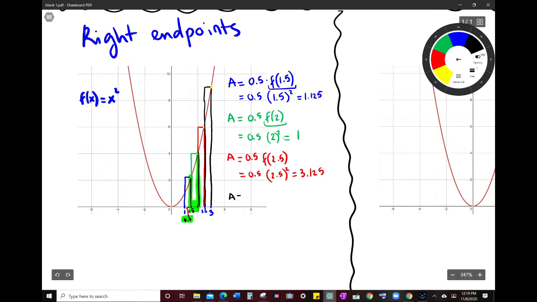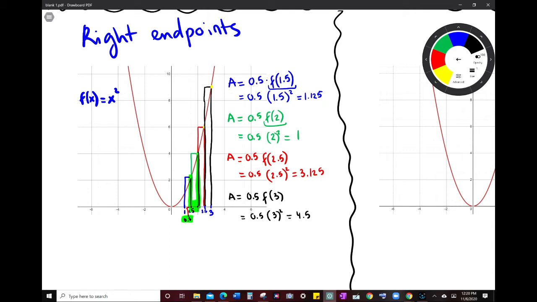The area of the black rectangle will be 0.5 times f of 3, and then you get 0.5 times 9, 3 squared. I keep it that way so you guys can follow it easier. So 4.5.